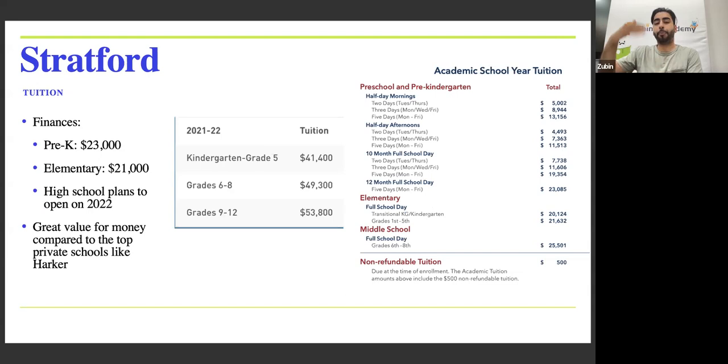So for parents that are in upper elementary and are worried about, okay, where do I go from here? Stratford does have their high school coming up. And in the initial years, at least the admission from upper elementary to high school will be pretty smooth. So you don't have to worry about that.